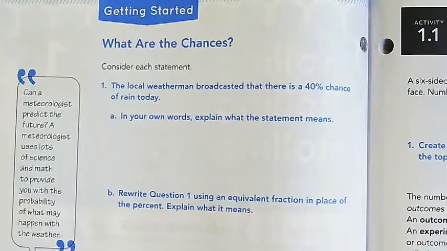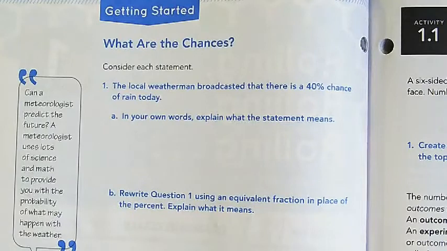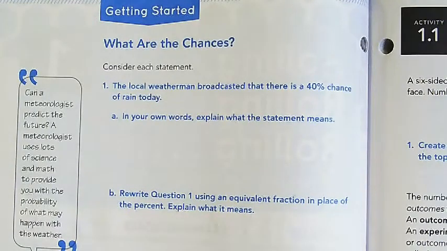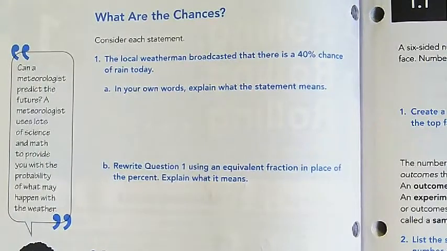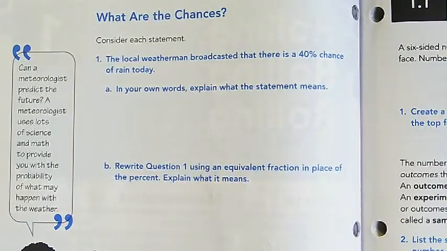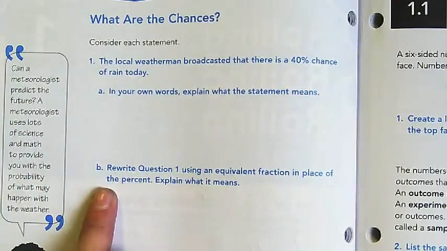So basically, for A, if you were getting ready for school and you heard on the news, there's a 40% chance of rain. What does that make you think? What does it mean when the weatherman says there's a 40% chance of rain? So let's talk about B.